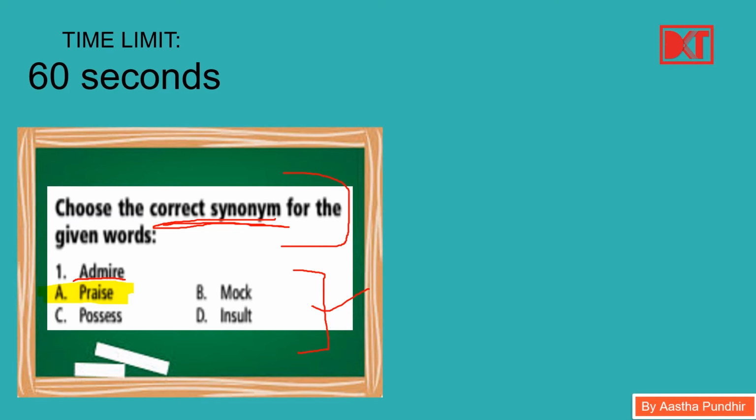Other words: mock means making fun of someone. Possess means owning something. If I possess a car, it means I am the owner of a car. And insult talks about foul words or mockery. Both of these could be the antonyms of admire, and they're synonyms of each other. All right.